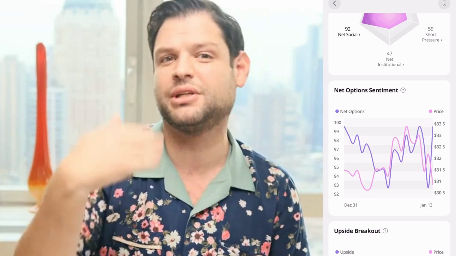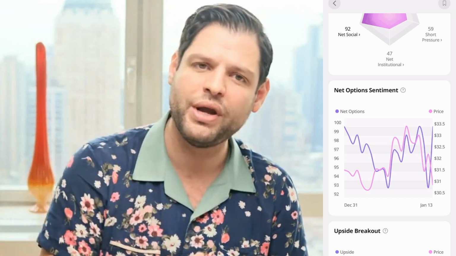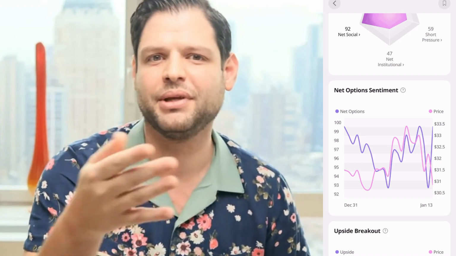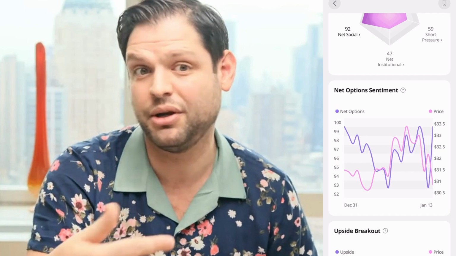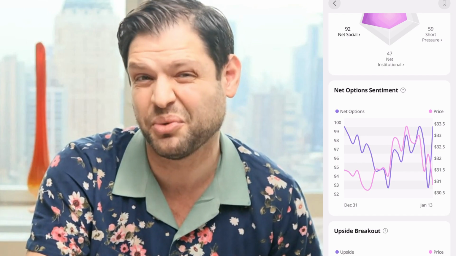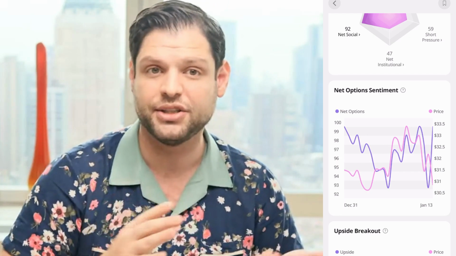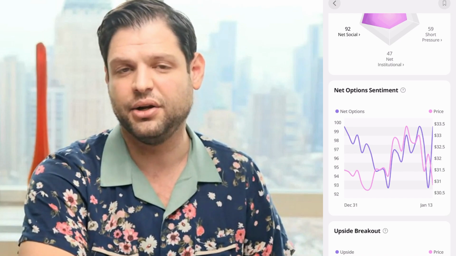And that's a very important point of why, with something like an energy stock, we can tolerate a lower net option sentiment. But on something like tech, we don't want to see upside or net option sentiment below 70. We just don't. We think that's really, really risky. And you can adjust, and you can look at the sector averages.